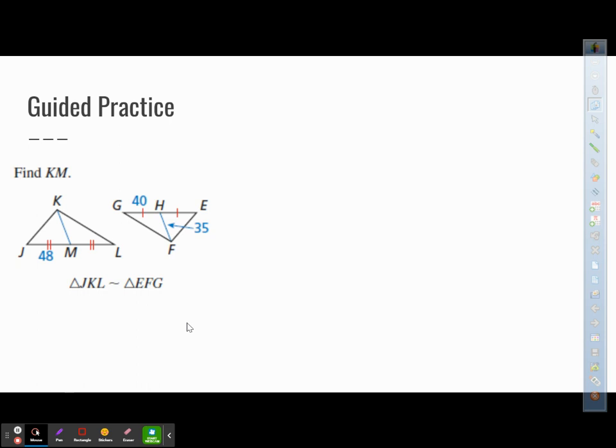Fill that in. It wants you to find the length of KM. You're going to do this with your partner. So go ahead and turn your desk to your partner. Work it out together.